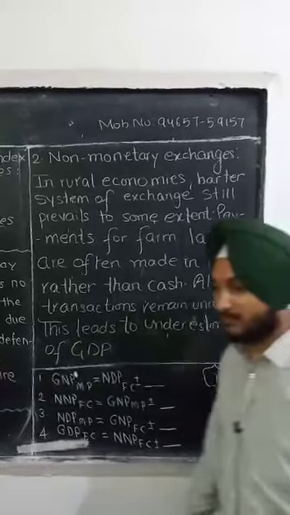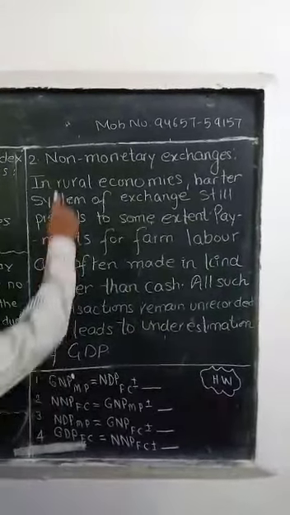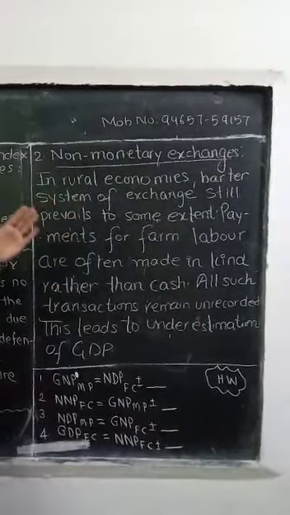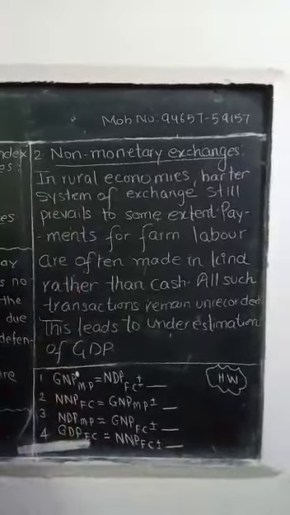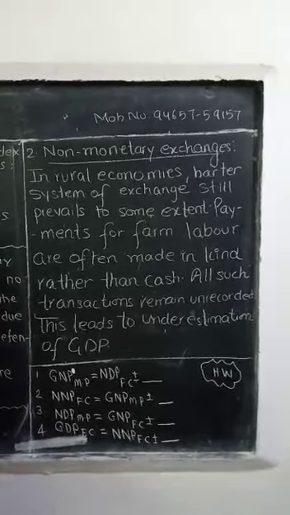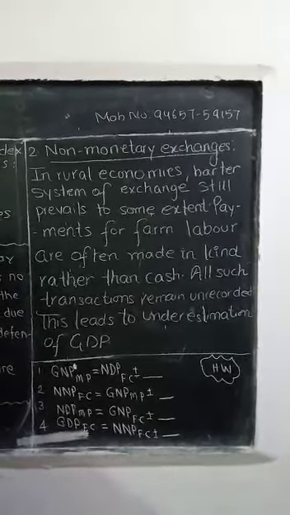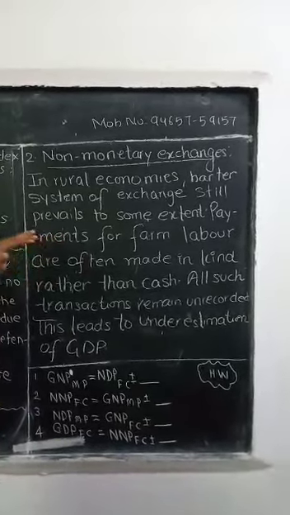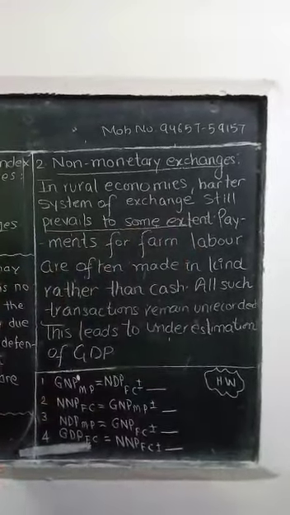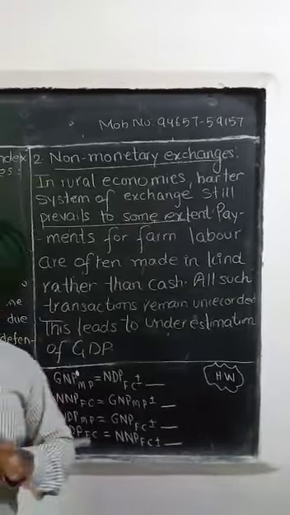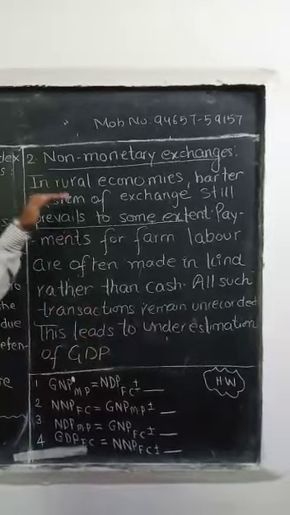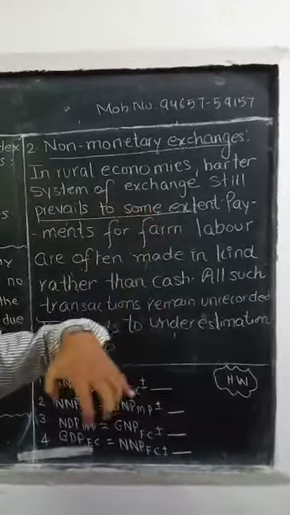Yes students, welcome back. Now the third point we have is non-monetary exchanges. Non-monetary exchanges means when there is no money involved. Exchange is taking place, but without the use of money. How? In rural economies, the barter system of exchange still prevails to some extent. Students, we have read in our previous videos the meaning of the barter system, where goods are exchanged for goods. Now money has been introduced, but in some rural areas they are still using the barter system. How?